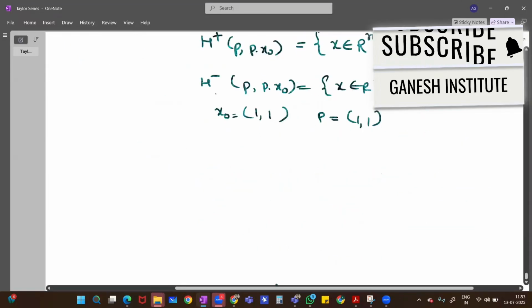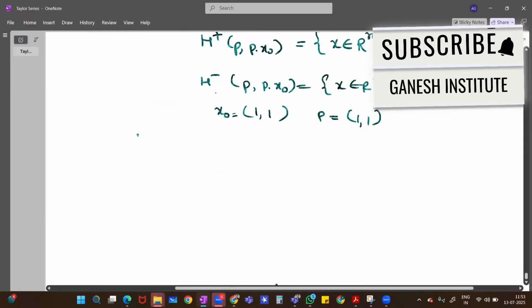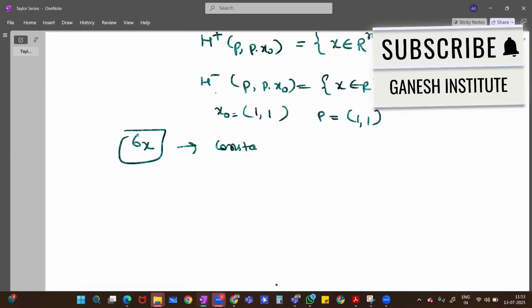Graphically, can you show this? Definitely, I'll come to that. You tell me if it is 6x, which is a constant function. Not constant. It is a linear function. Tell me whether it is concave or convex.